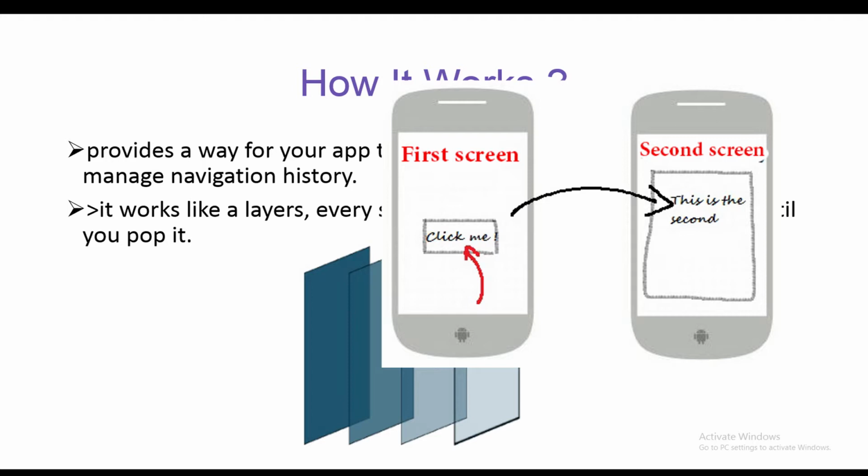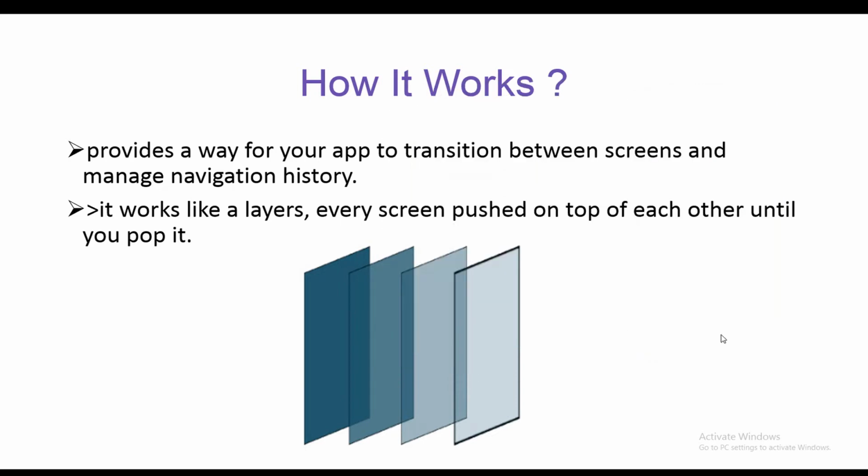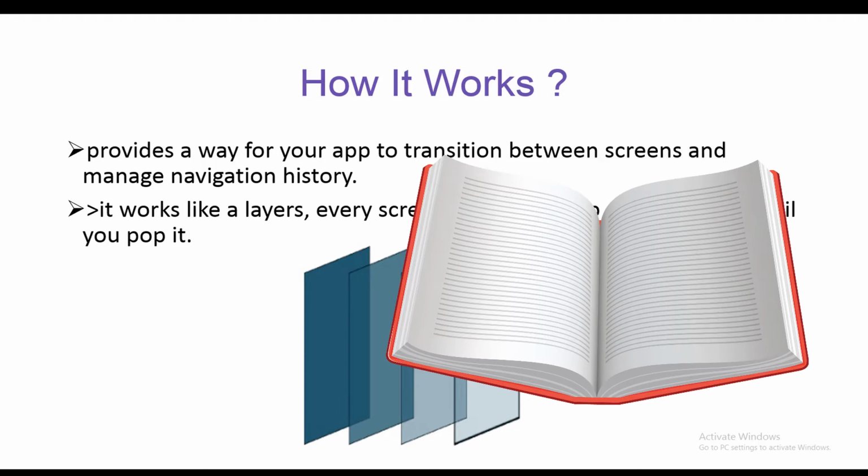When you click on the button to go to the second screen, you push a new layer on top of the stack. It will not work like browser links, because when you click on a link on a page in the browser, you actually don't put a layer on top of a layer. You just go to the second page, and this does not work on mobile. So if you want to go back to the previous screen, you just remove or pop this screen from the stack. The stack is like a book, and every page in this book is like a layer.